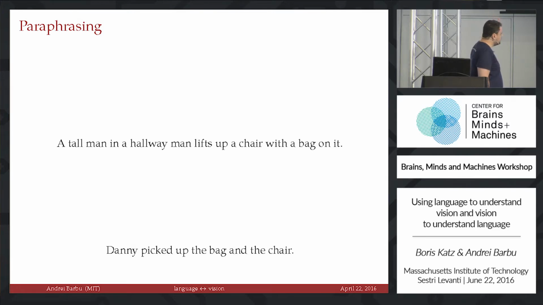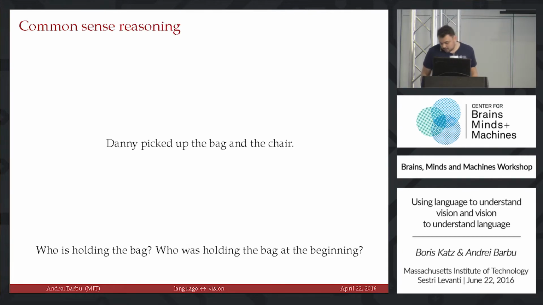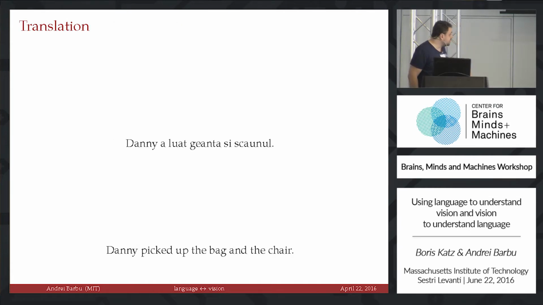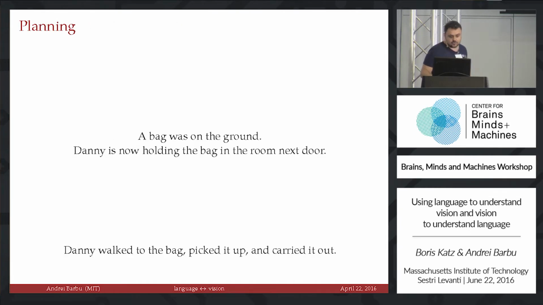You can have two sentences that may or may not mean the same thing. You could either have a sentence or two videos. You could measure the similarity between two videos, or between two sentences. You could do common sense reasoning, as Boris mentioned. You can even translate one sentence from one language to another.